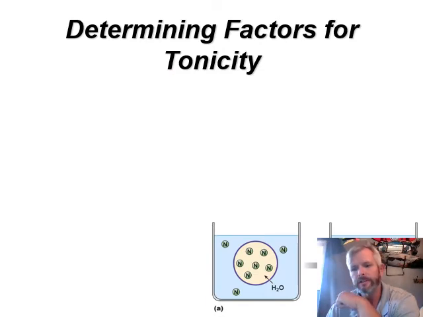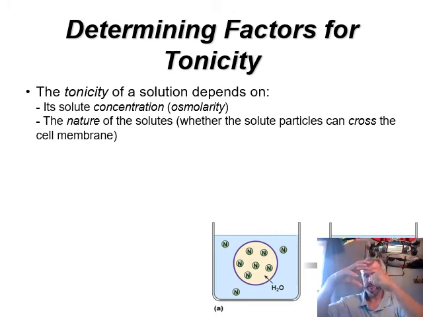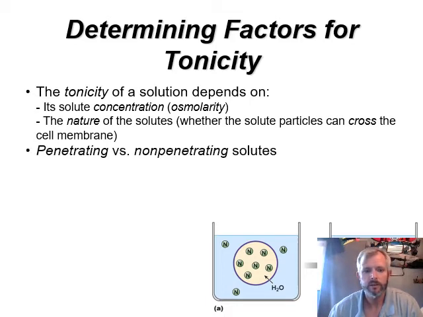All right, so what are the determining factors for tonicity? Tonicity of the solution, whether the solution causes a cell to stay the same, to swell, or to shrivel up, is determined by solute concentration or the osmolarity. Osmolarity comes into play because we need to compare the osmolarity inside the cell and the osmolarity of the solution outside the cell. But the only osmolarity we care about is that determined by the non-penetrating solutes.